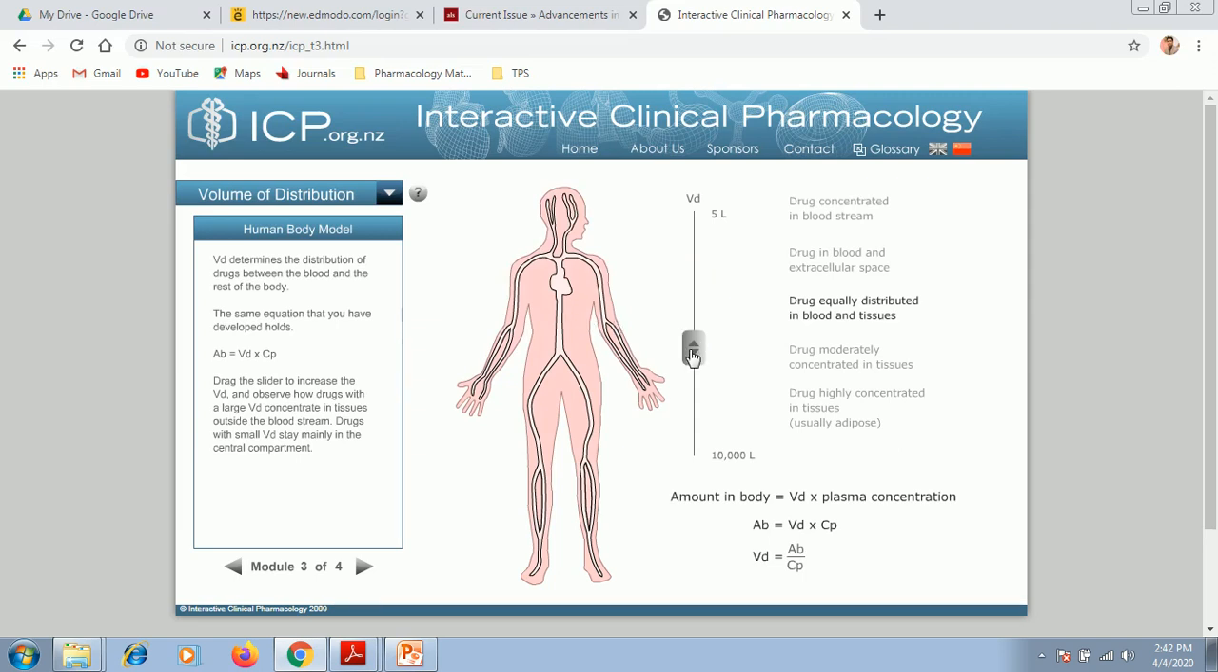Here you can see blood moderately concentrated, and then there is no drug in plasma, usually in adipose tissue. The VD is 10,000.